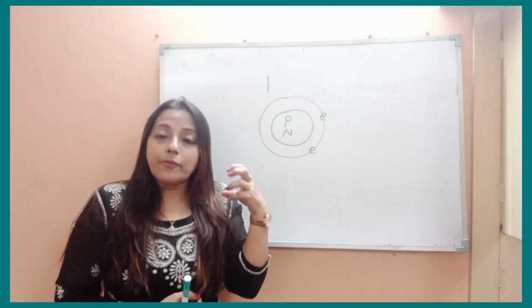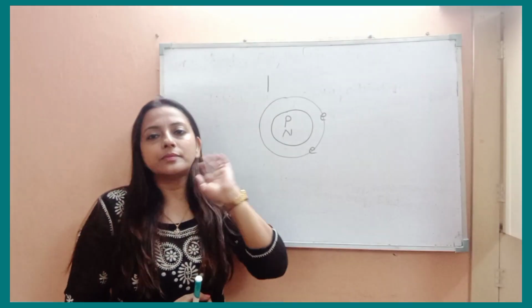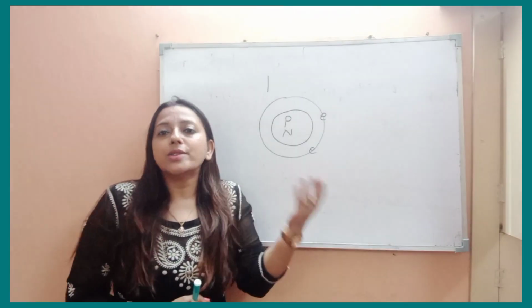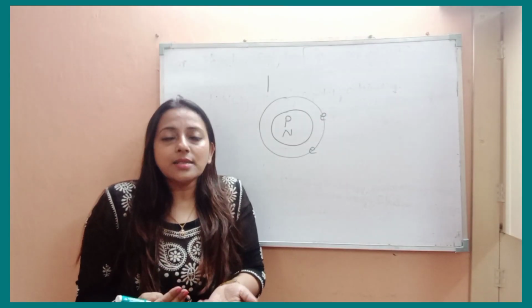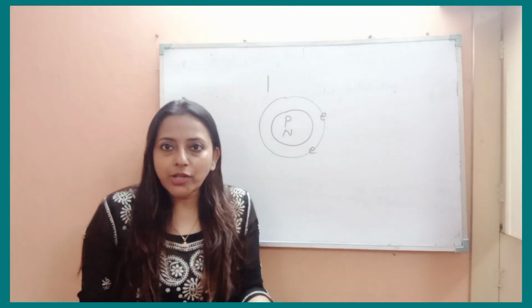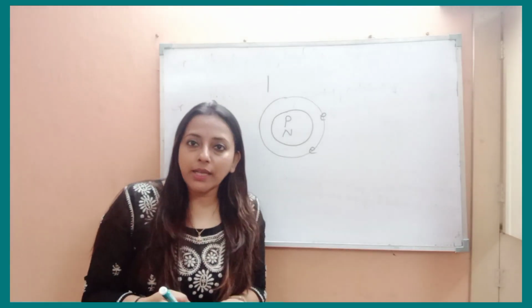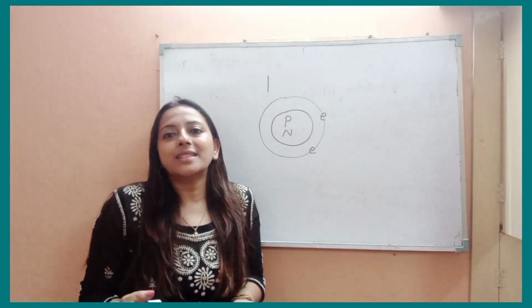So for getting 8 electrons in its last orbit, an atom has to give or lose electrons, or gain electrons. This losing and gaining is actually a chemical reaction, and the number of electrons gained or lost by any atom is its valency.